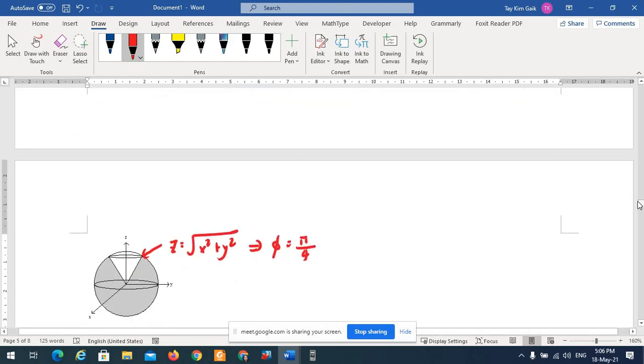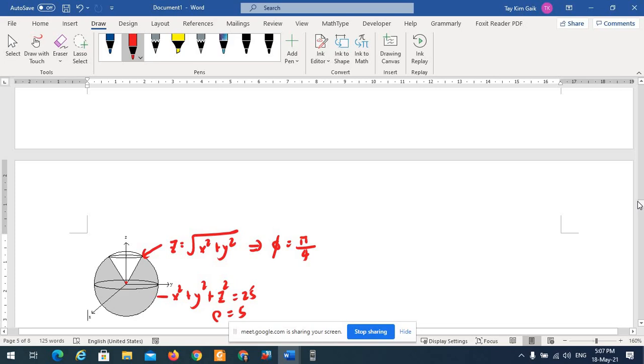So in this case, your rho is from the origin to the sphere x squared plus y squared plus z squared equal to 25, or rho equal to 5. So rho goes from the origin, 0, until the surface of the sphere, which is 5. And we want the remaining solid if this cone is drilled out.